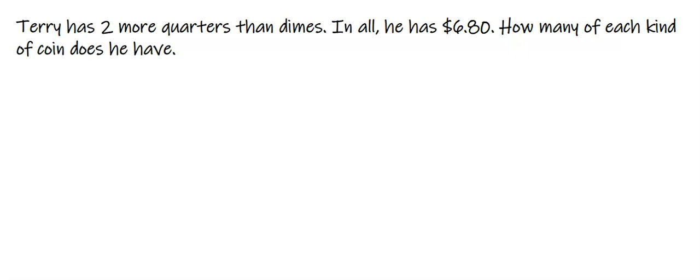Terry has 2 more quarters than dimes. In all, he has $6.80. How many of each kind of coin does he have?